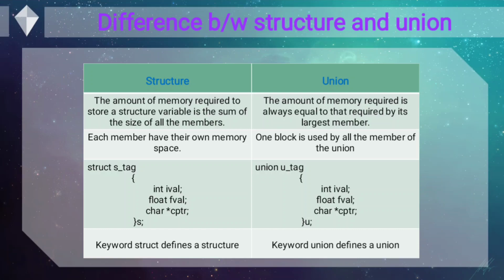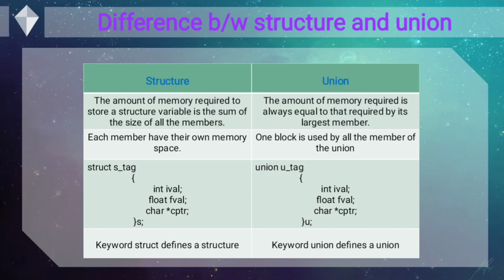Next, let's get to the next point. Each member has its own memory space. I told you, a structure has its own memory space for every single data member. But in a union, it's all the same. It's going to be stored in one block, in one memory space. Everything will be the same. That's the difference.